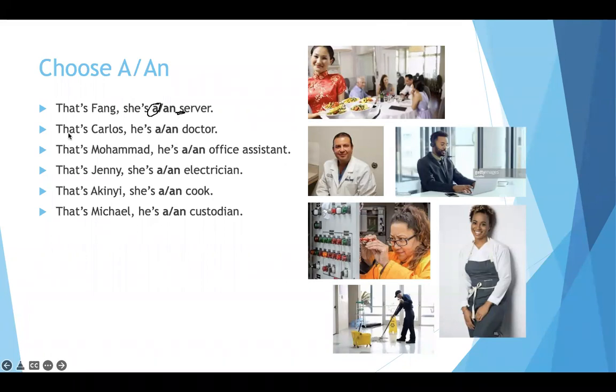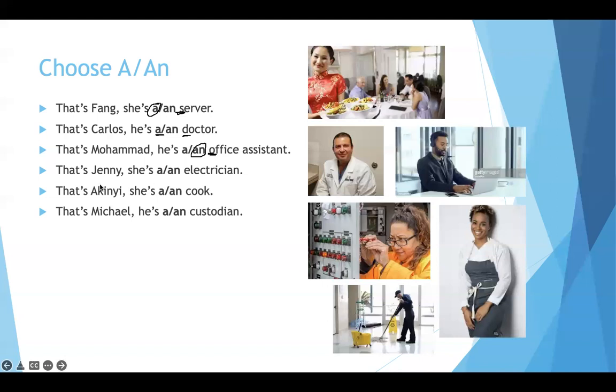All right, number 2, that's Carlos. He's doctor. Would you say a or an? Here you would say a because doctor starts with a consonant. Number 3, that's Muhammad. He's office assistant. Would you use a or an before office assistant? This one, we're going to use an because office assistant starts with an O, which is a vowel.